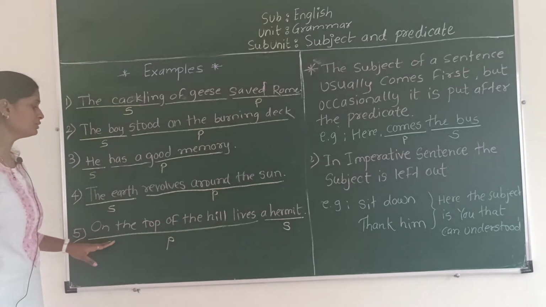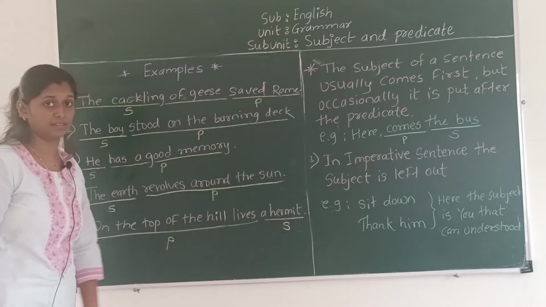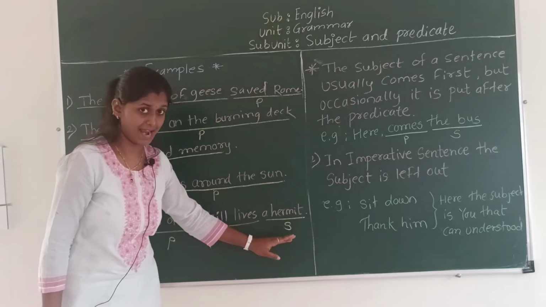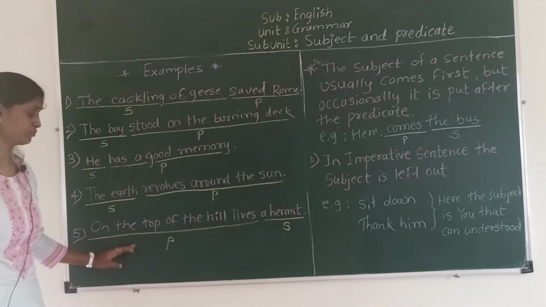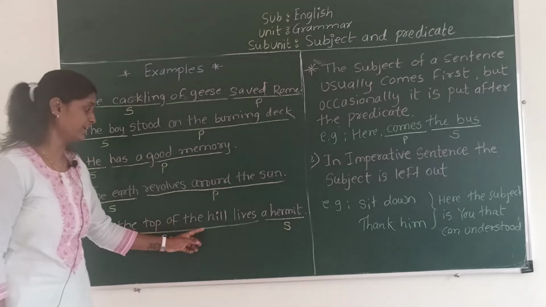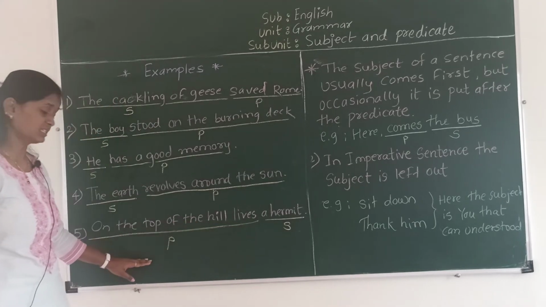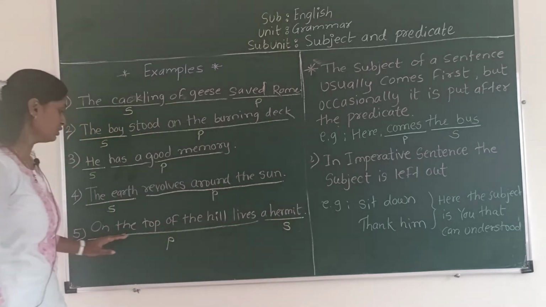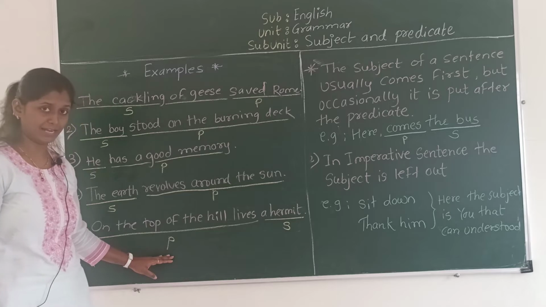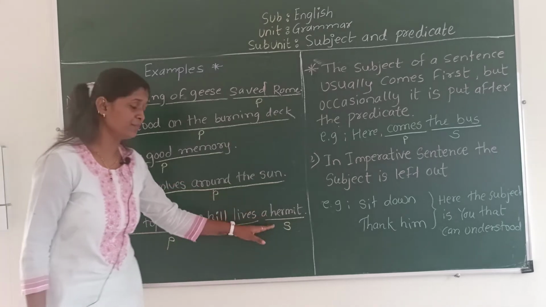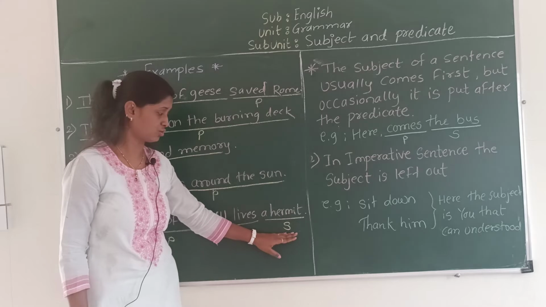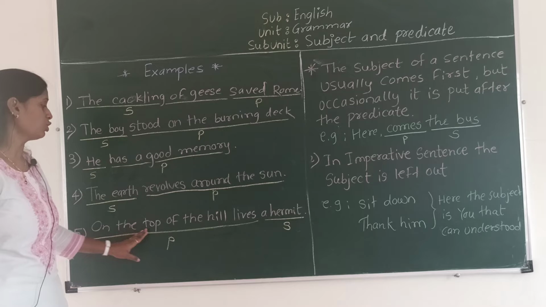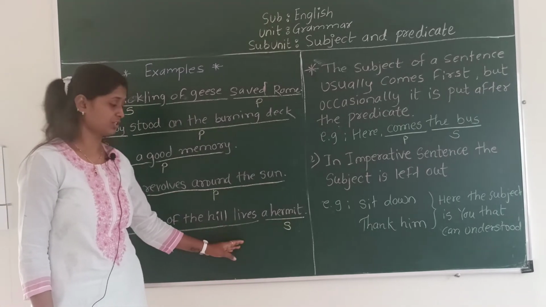And last, on the top of the hill lives a hermit. Now in this sentence, subject came at the end and predicate came at the beginning. Now see, on the top of the hill lives is the predicate, and a hermit is the subject. Okay, now a hermit, we have talked about hermit, so that is the subject part. And what we have talked about the hermit? On the top of the hill he lives, so that is the predicate part.